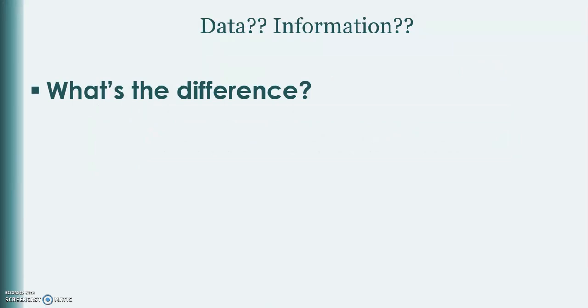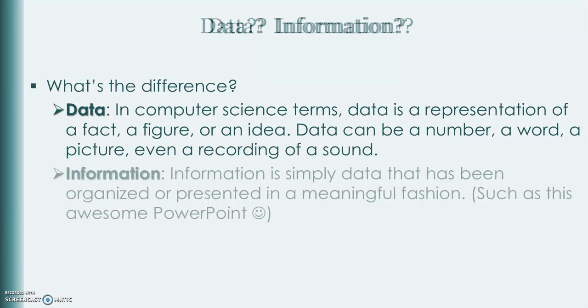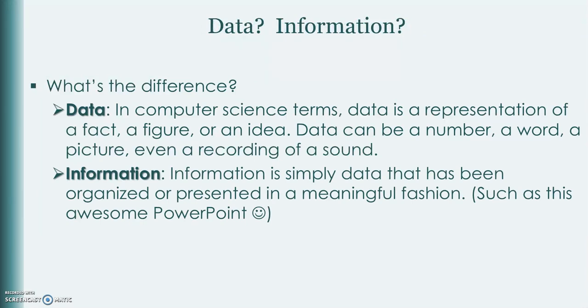So does anyone know the difference between data and information? Is there a difference? There most certainly is a difference. All right? In computer science terms, data is just a representation of a fact, a figure, or an idea. Data can be a number, a word, a picture, even a recording of a sound. Information is simply data that has been organized or presented in a meaningful fashion, such as this amazing PowerPoint, right? Ha ha ha.